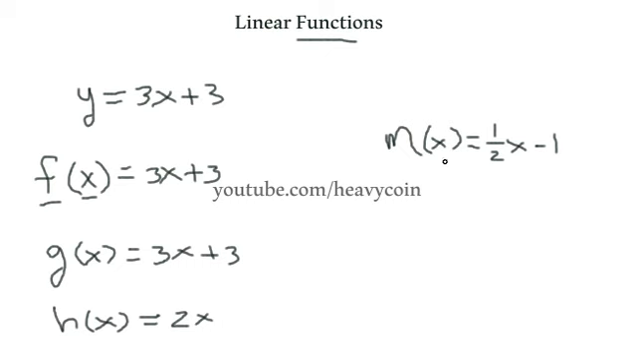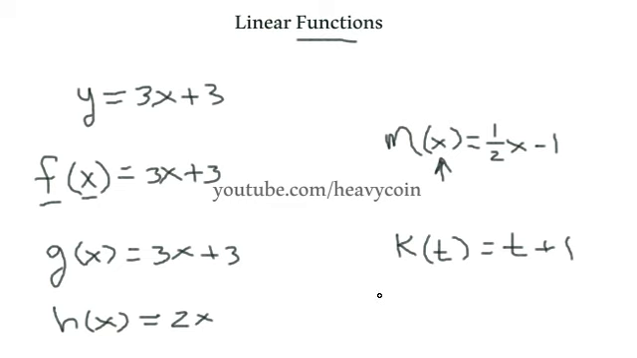Now this guy right here, we don't have to use x every time. For example, we can use a t. A lot of the times, if we're talking about time, we use a t, t plus 1. We can call our function k, and our independent variable is t.